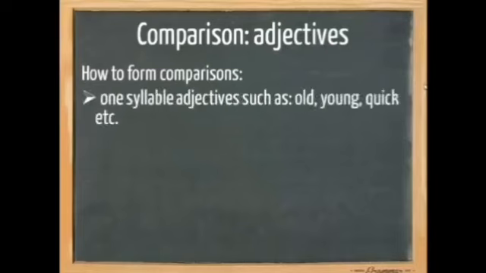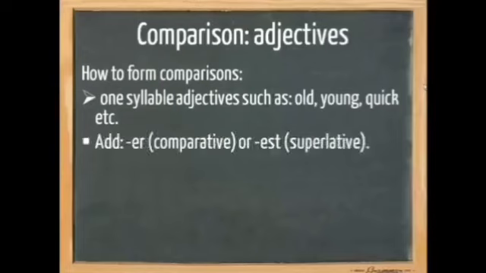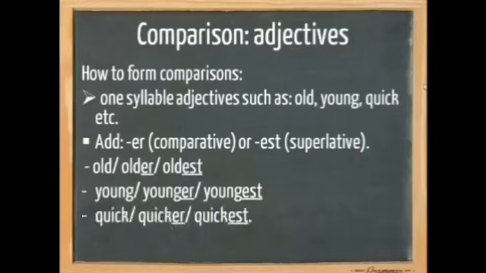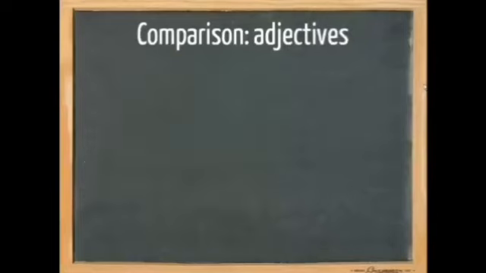How to form comparisons? When it concerns one-syllable adjectives such as old, young and quick, we simply add er to the adjective for the comparative and est to the adjective for the superlative. So we have the adjective old, and the comparative is older, and the superlative is oldest. The same goes for young, younger, youngest, and quick, quicker, quickest. I'm going to show you some examples in sentences.